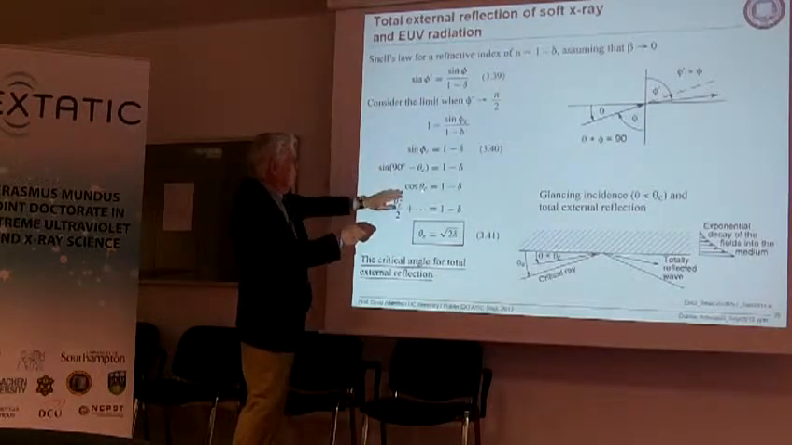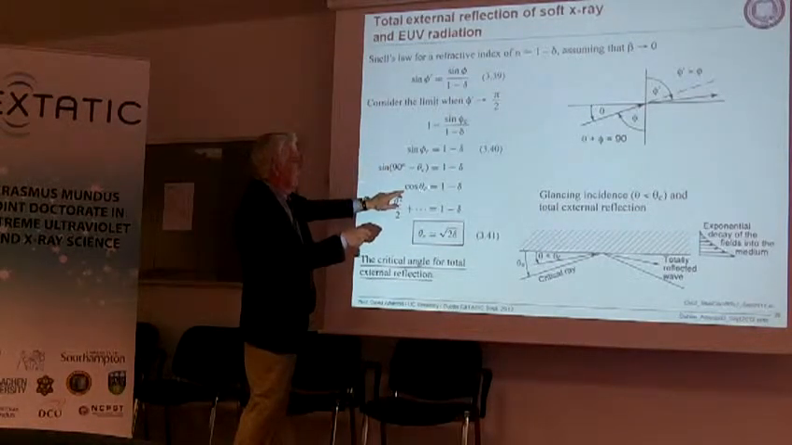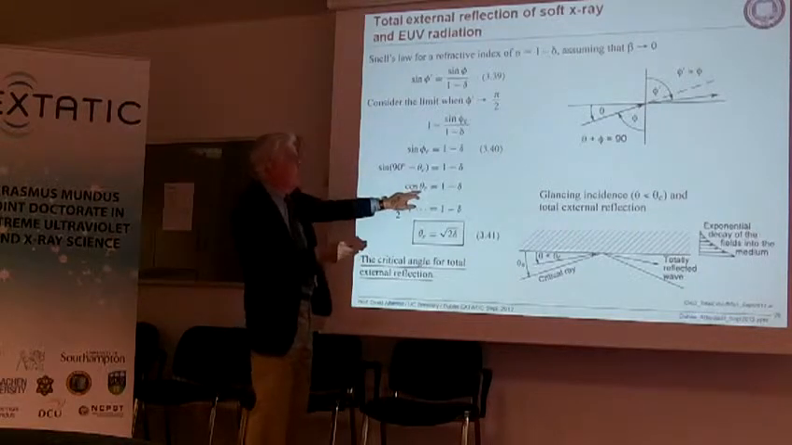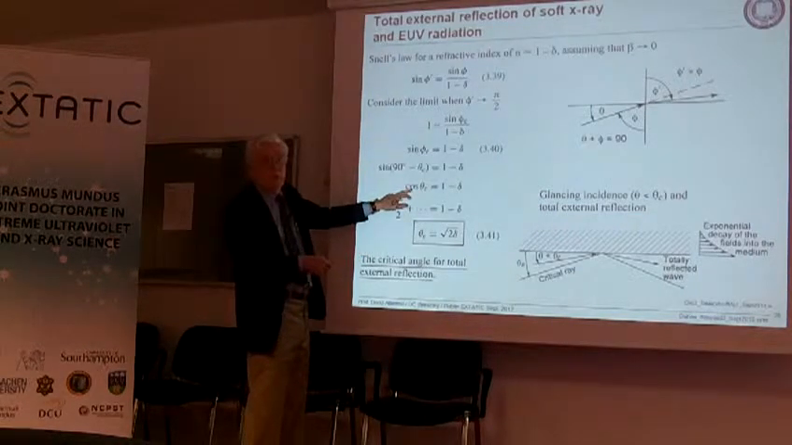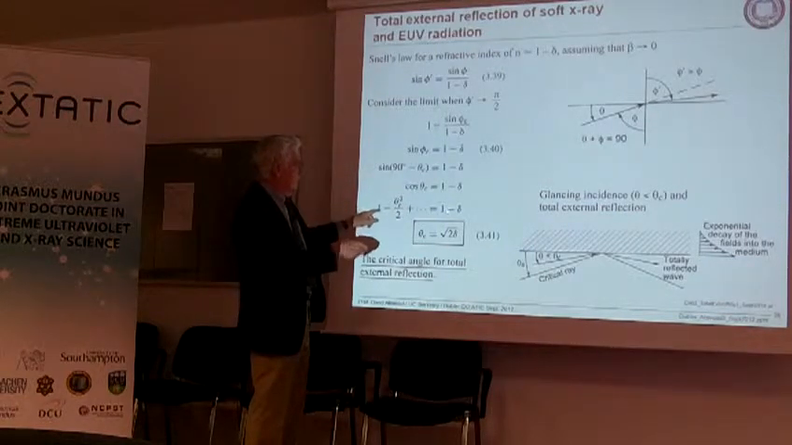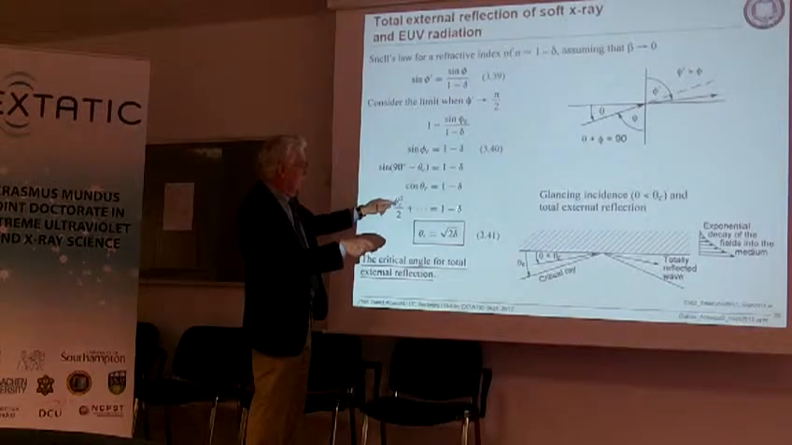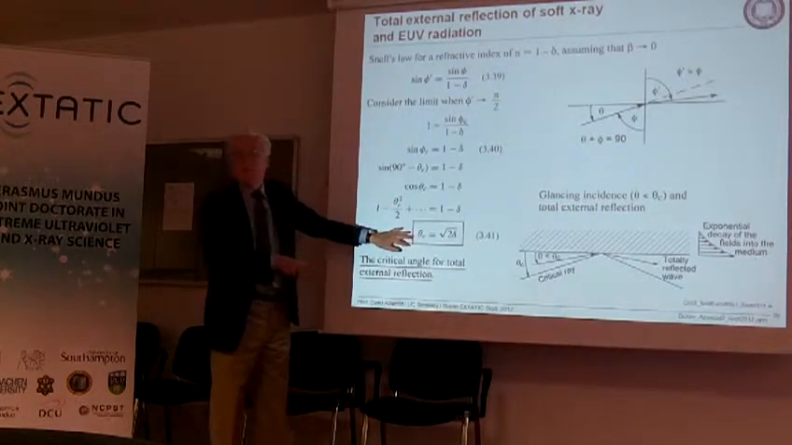This is the same as the cosine of this angle, so just using the relationship from trigonometry. So the cosine of the angle is this. This angle is very small, so we can expand the cosine as 1 minus the angle squared. Okay, there's a 1 on both sides, and you solve for the critical angle. It's twice delta square root. So this is the critical angle.